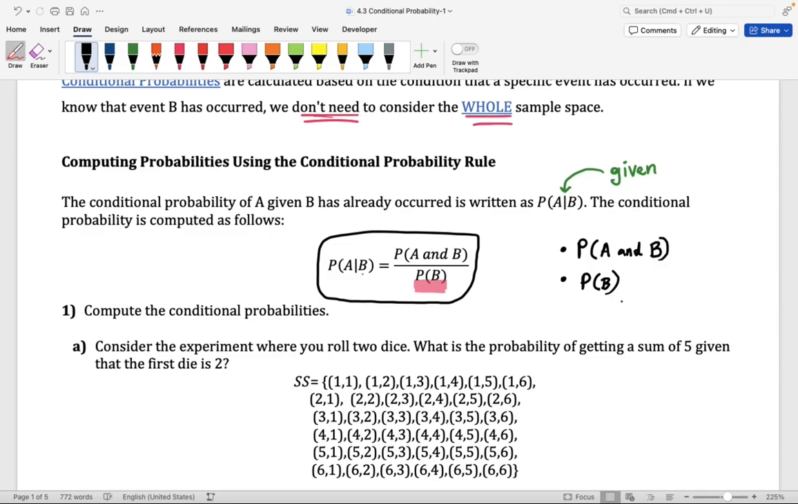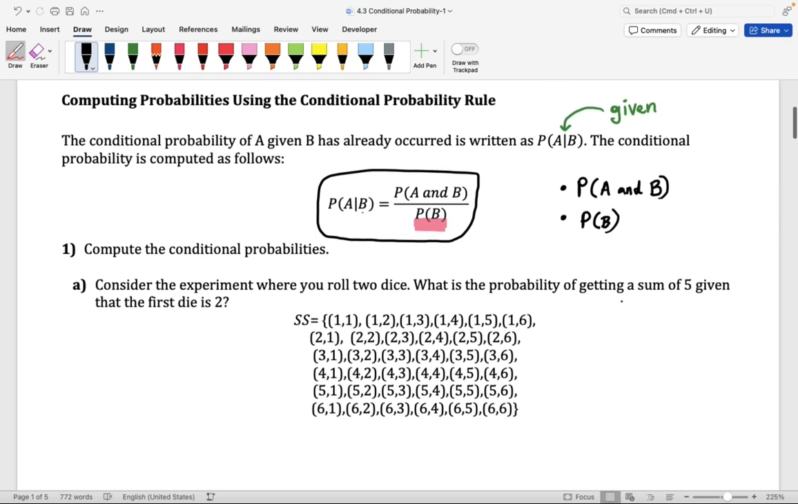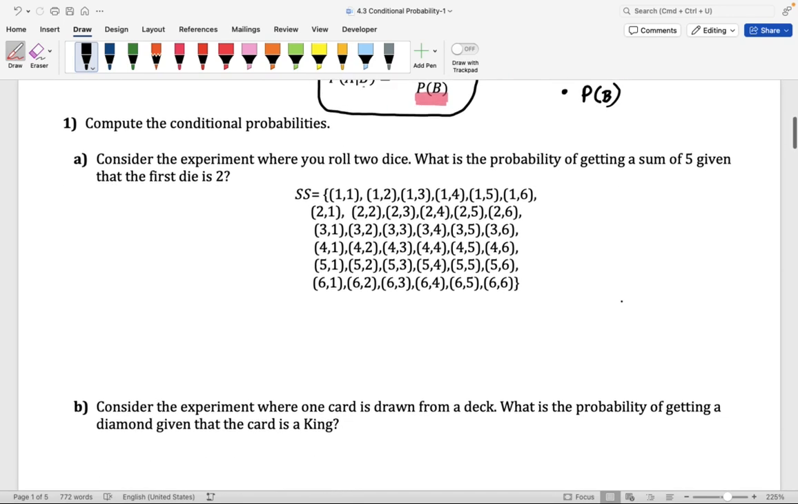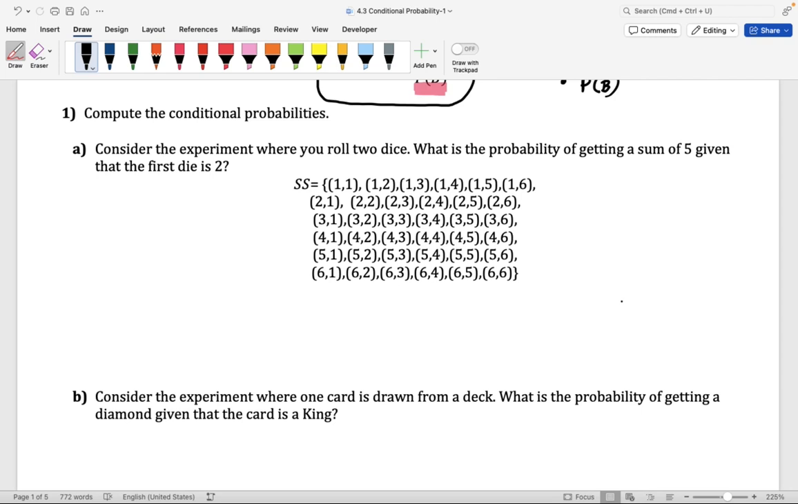Okay. Let's go ahead and look at an exercise where you're being asked to compute a conditional probability. Okay. We're going to consider the experiment where you roll 2 dice. Okay. So that is really important. We're not just rolling 1, we're rolling 2 dice. What is the probability of getting a sum of 5 given that the first die is a 2?